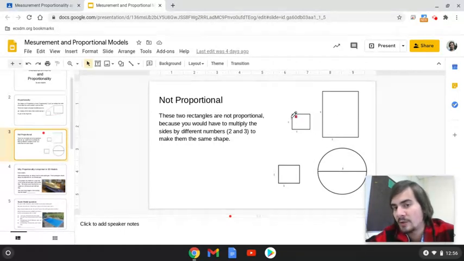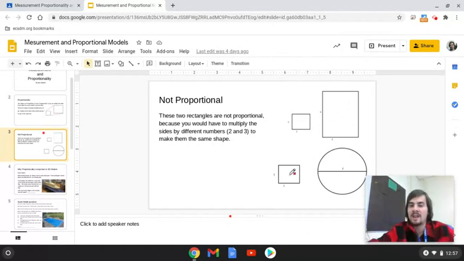If we multiplied them by 3, it would be too big. It would be bigger than this 3 by 2 rectangle. And any number in between is going to give us some other shape as well. There's no way to scale this square, this rectangle, up to the size of this rectangle. There's no number that lets us do that. So these two shapes are not proportional. This square is not a scale model of this rectangle.